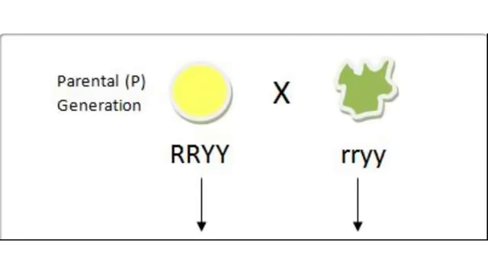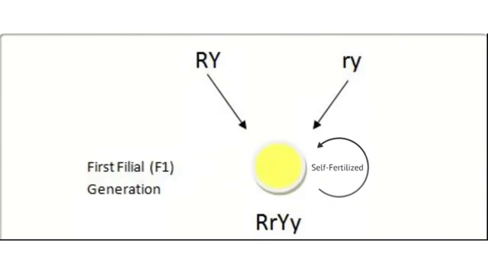To ask this question, he started with two true breeding lines of pea plants. One line was true breeding for the dominant traits of having round and yellow peas, and the other was true breeding for the recessive traits of wrinkled and green. When we look at the gametes that these parental lines could produce, we saw that the first produced gametes with two dominant alleles, and the second produced gametes with the recessive alleles.